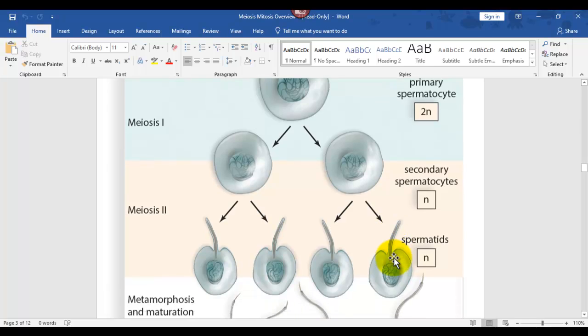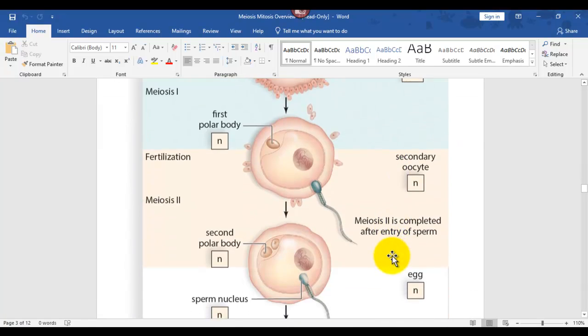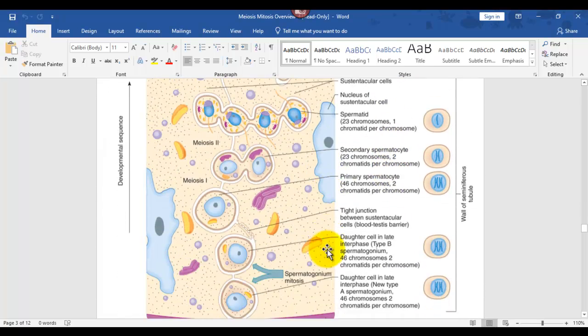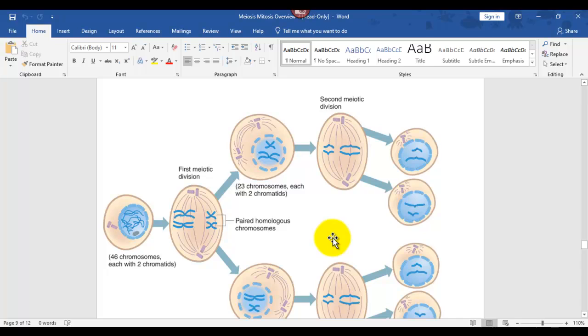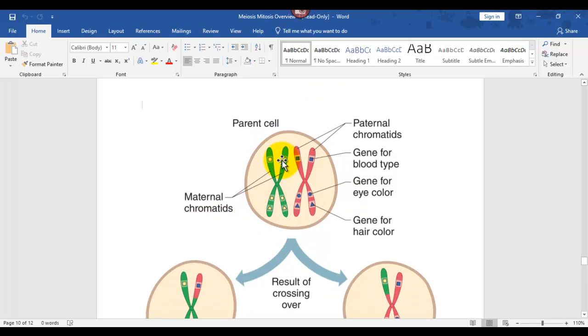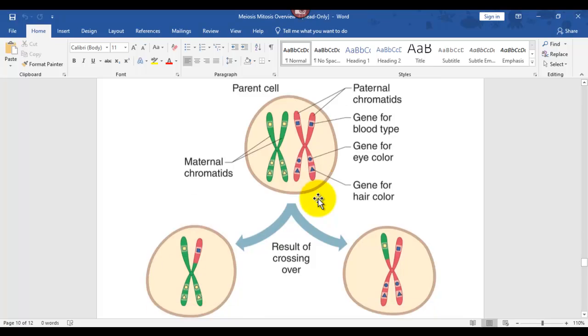Here's the best example that I have. And I'm going to leave it on this, and then I'm going to go back to our outline. So this is spermatogenesis. This is just a summary of meiosis. Here we go. Parent cell, maternal chromatids. Like I said, 23 for the mom, 23 for the dad. See this? It says gene for blood type, gene for eye color, gene for hair color. And it's just kind of showing all these genes are carried on these chromosomes.